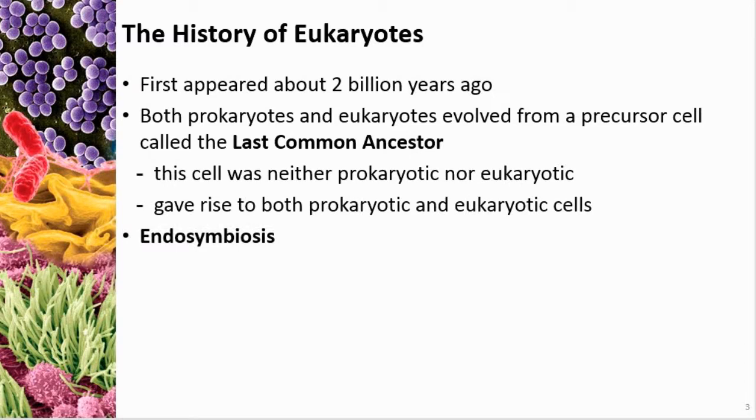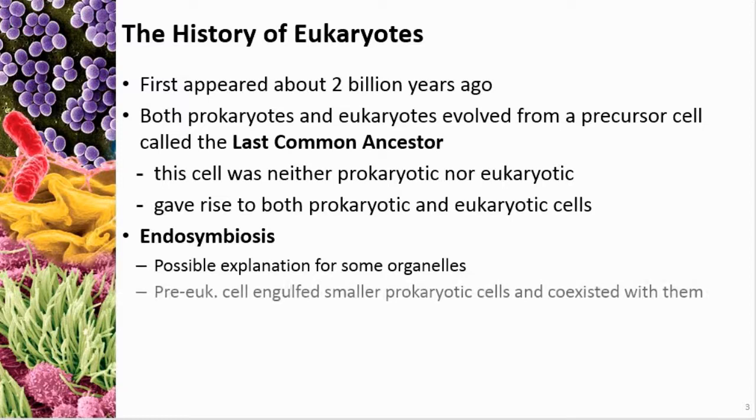There is a concept called endosymbiosis. Endo means within, bio means life, and sim means together. So this is a relationship among organisms, and we'll talk about some examples later on. But they use this as a possible explanation for why eukaryotes have membrane-bound organelles. What they think may have happened was some pre-eukaryotic cell engulfed some prokaryotic cell, and rather than digesting and eating the thing, it ended up living inside of it.